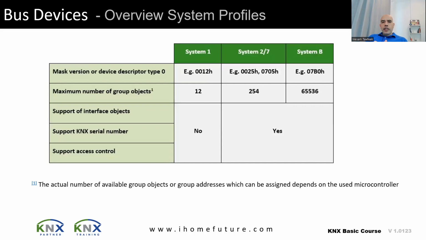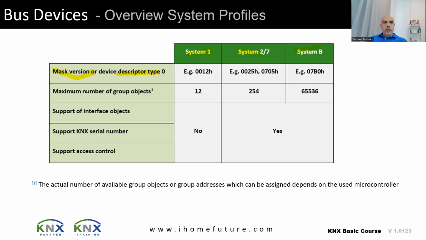Bus devices come with versions. The version here we call in KNX a system profile. The first system profile was System 1, then System 2/7 came, and then System B came. The difference among the systems is very unique. The systems have a version, and in KNX we call this version a mask version or device descriptor type 0. So when they say that the mask version or device descriptor type 0 is System 1, you know they're talking about System 1, 2/7 or B.